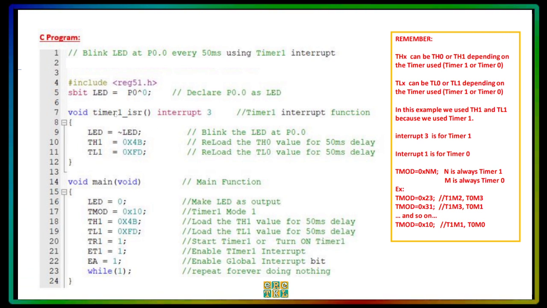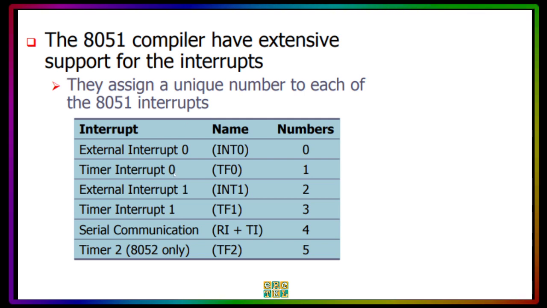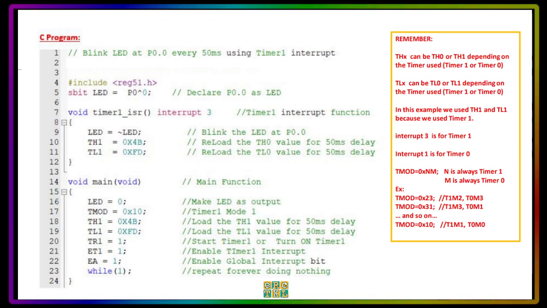And because we are using timer 1, the interrupt number that you will put here must be 3. Sometimes there's a mistake, like we write timer 1 and then put interrupt 1. So it must be interrupt 3. Why? As I have mentioned before, the timer 1 interrupt must have the number 3, and the timer 0 interrupt must have the number 1. So it's a little confusing, but with more practice writing programs with interrupts, you will be familiar with it. So timer1_ISR interrupt 3 means we are using the timer 1 interrupt service routine.